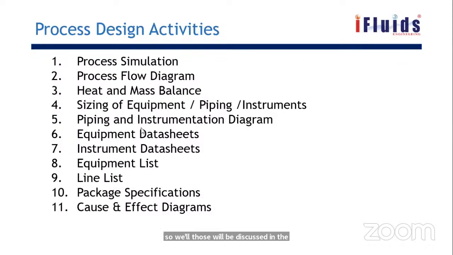And then the piping and instrumentation diagram. The piping and instrumentation diagram is the next stage of the PFD. We will be putting in, like, I need a compressor, I need a pump, I need a separator, I need a distillation column. How will these be connected? They will be connected through piping or duct.